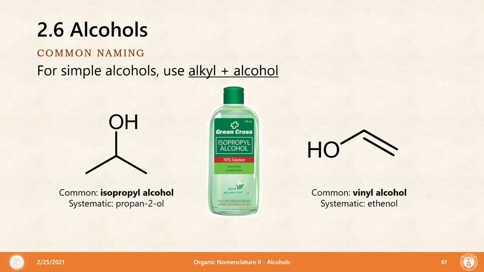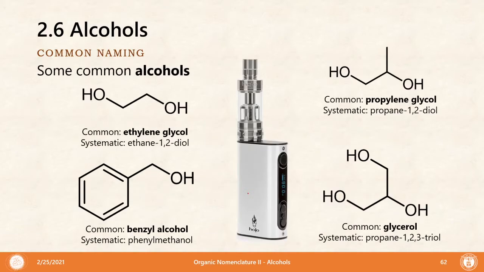Alcohols can also have common names. Simple alcohols in particular use the common naming system alkyl plus alcohol. You may be familiar with isopropyl alcohol, which is rubbing alcohol, and vinyl alcohol, which is the primary component of polyvinyl alcohol, or PVA glue. Here are some other alcohols: ethylene glycol, benzyl alcohol, propylene glycol, and glycerol. These are usually present in food and cosmetic products, as well as solvents for e-cigarette liquids.